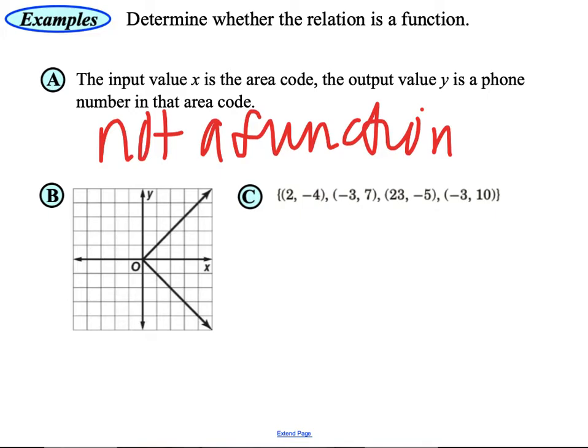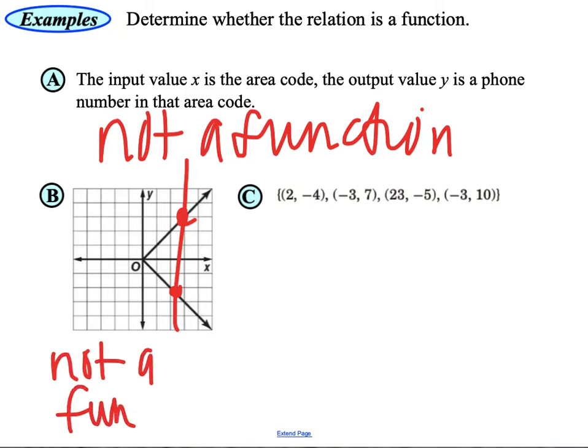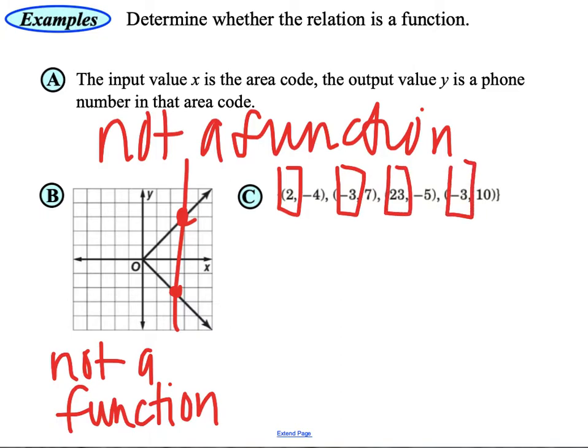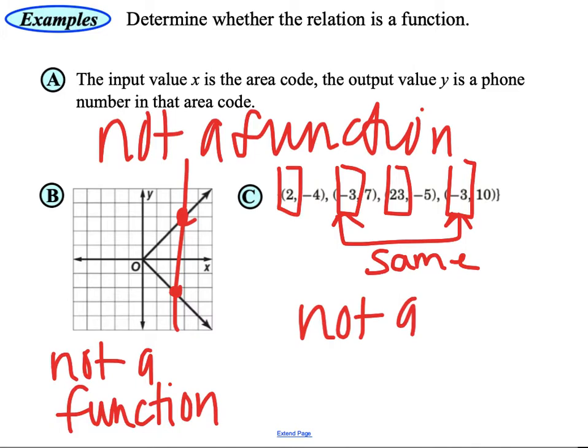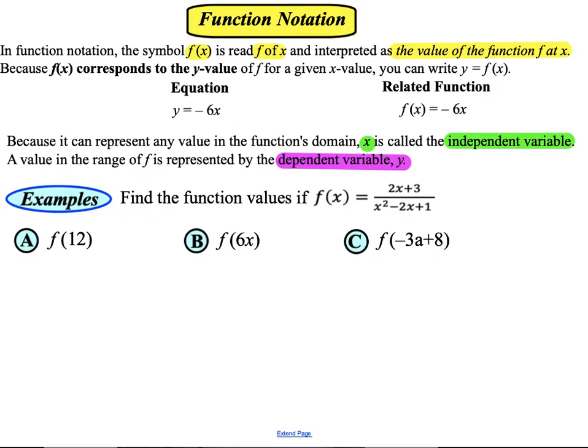Letter B, how do we tell if it's a function when it's a graph? Hopefully you remember you do a vertical line test, and if that vertical line crosses more than once, it's not a function. This is not a function. Letter C. When we look at letter C, we have several ordered pairs. If you look at the inputs, the x values, these 2 x values are the same. And if they're the same and they're going to different numbers, that also is not a function. So none of our examples were functions.